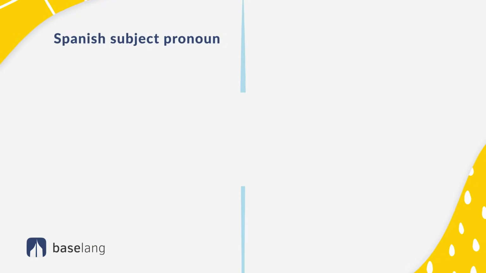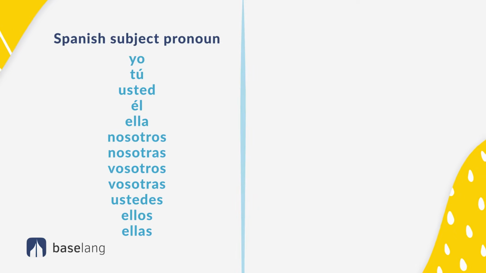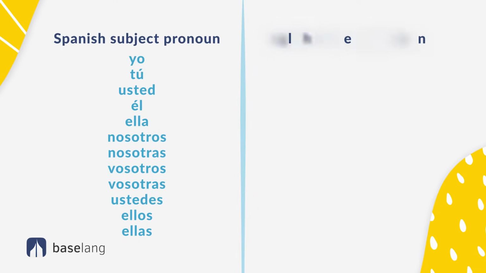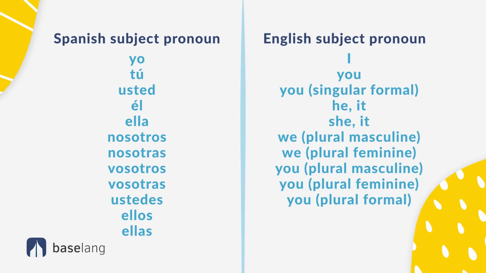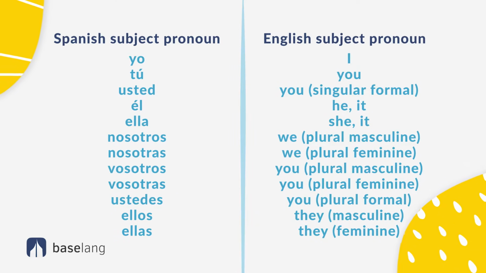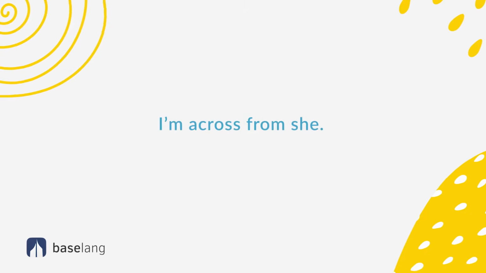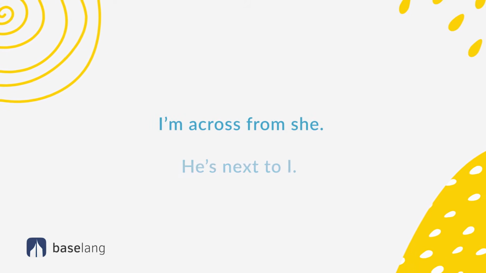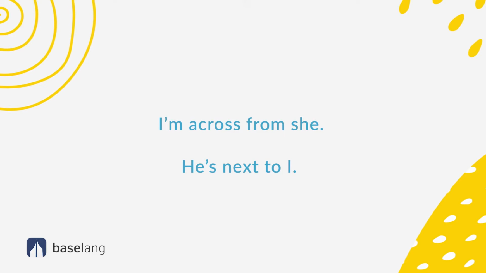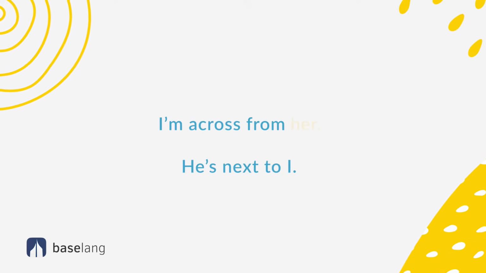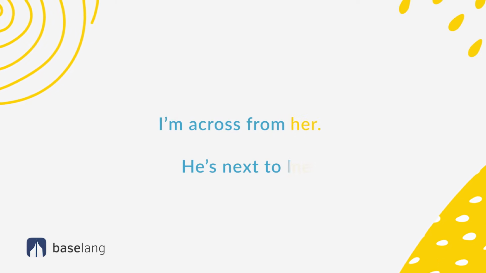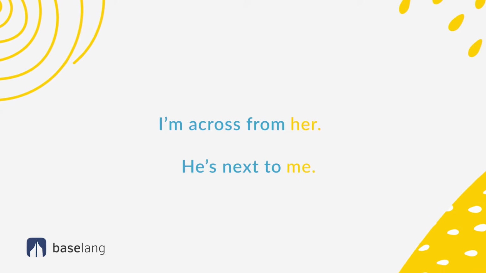You're surely familiar with the subject pronouns like yo, tú, él, and ella in Spanish, which in English are I, you, he, she, and so on. Well, just like in English, where you change the pronoun after a preposition, we do the same thing in Spanish. You don't say I'm across from she or he's next to I, right? You'd say I'm across from her and he's next to me. You're using prepositional pronouns.